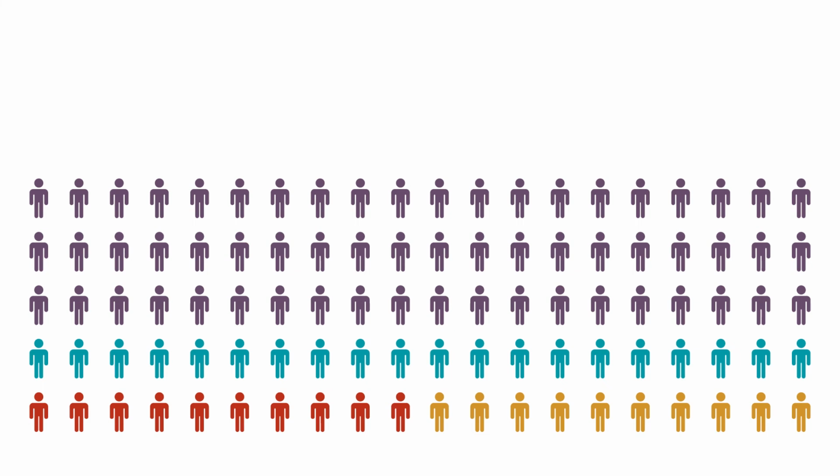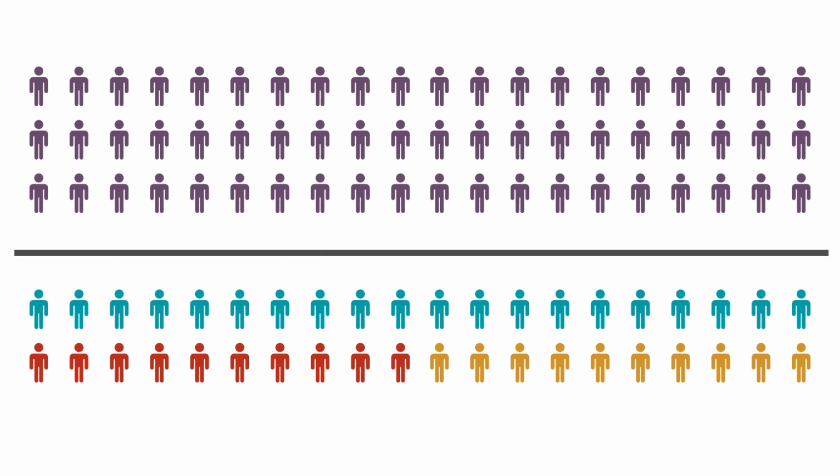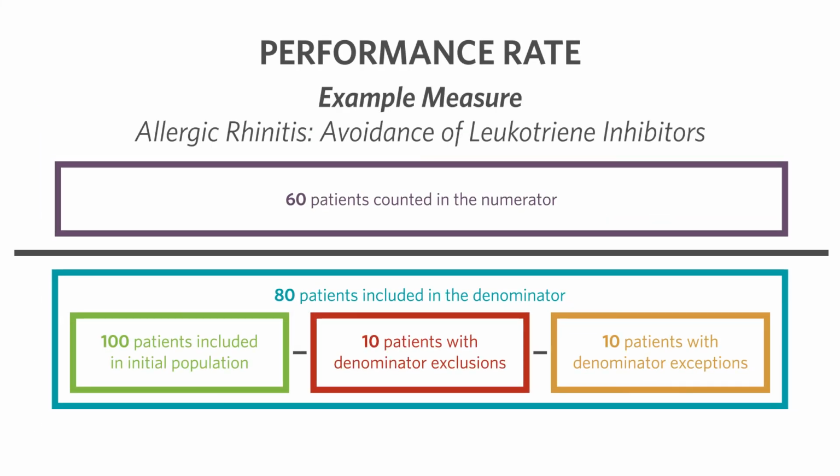Now that we have defined all the elements of a measure, let's calculate the performance rate. We counted 60 patients in the numerator. That is 60 patients aged 2 years or older diagnosed with allergic rhinitis who did not receive leukotriene inhibitors, and calculated 80 patients in the denominator after subtracting 10 denominator exclusions and 10 denominator exceptions from the initial population of 100.